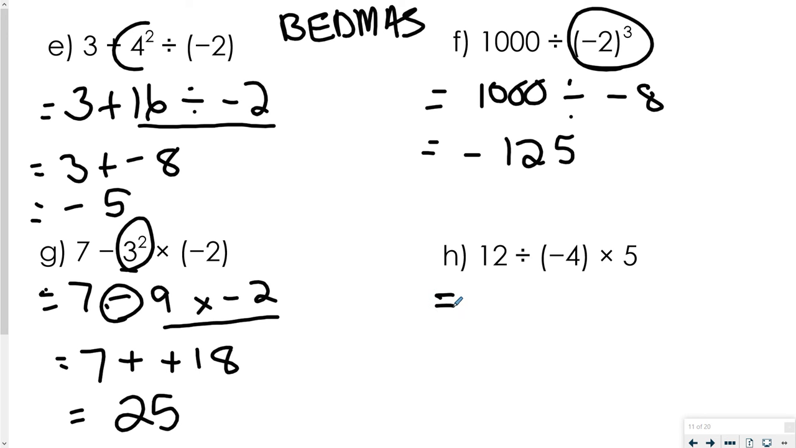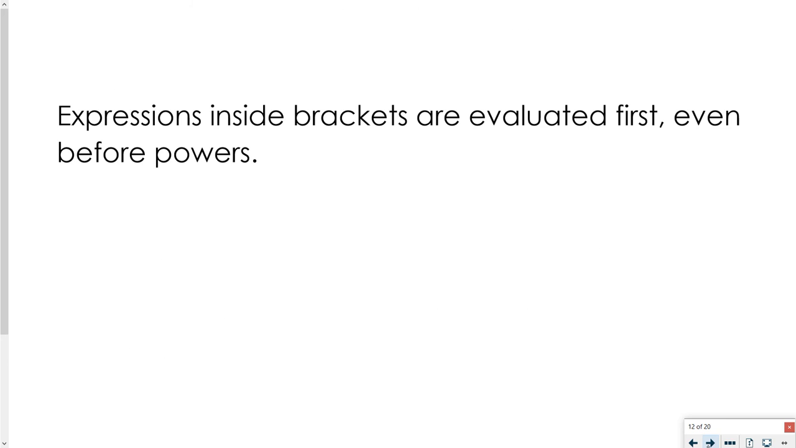H, no exponents, yay. So then I move on to brackets. There's only one number in brackets, so I don't need to worry about that. There are no exponents. So then I move on to division and multiplication. There is division first. So 12 divided by -4. Well, 12 divided by 4 is 3, 1 negative. Then times 5. 3 times 5 is 15. 1 negative, -15. Okay.